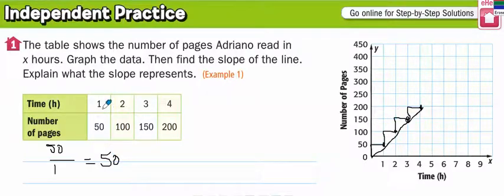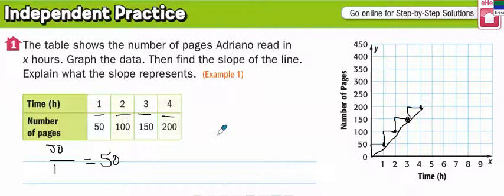Now if we look at our ratio, we would have 1 over 50. If we have 2 over 100, that can reduce to 1 over 50. We've got 3 over 150, which can reduce to 1 over 50, and 4 over 200, which can reduce to 1 over 50. So it's just the reciprocal of our slope.